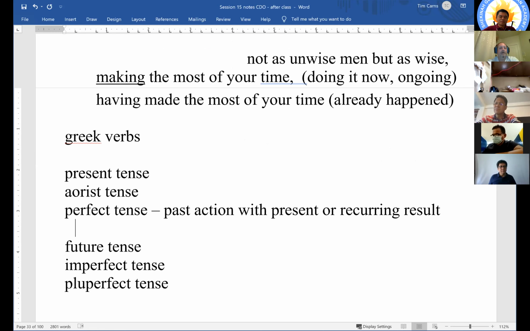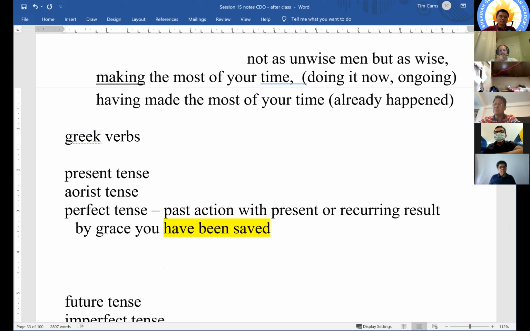So, one example. Why does this matter? By grace, you have been saved. You remember Ephesians 2:8? By grace you've been saved. It's not of yourselves, it is a gift of God. You have been saved is in the perfect tense. Why does that matter? If it were past tense, then it's an event that just happened in the past. But because Paul put it in the perfect tense, it's a past act, but it has present impact, present results.